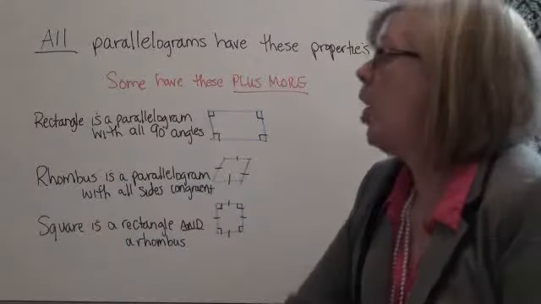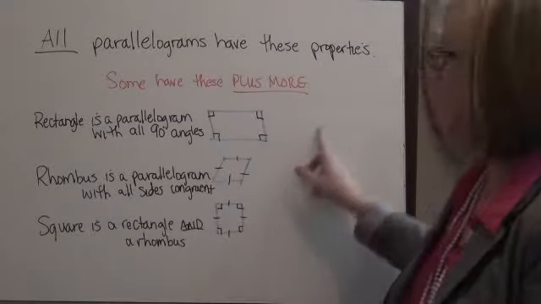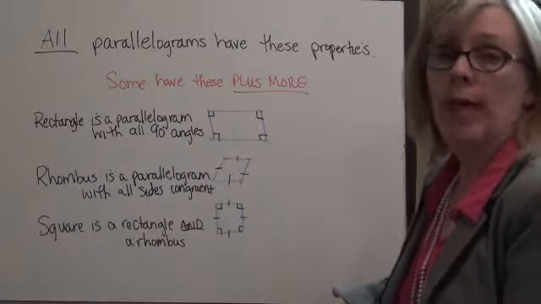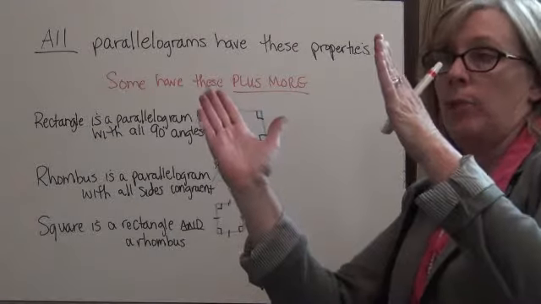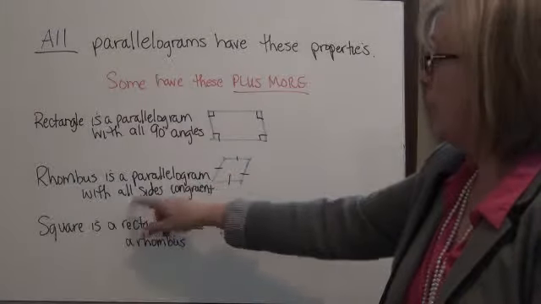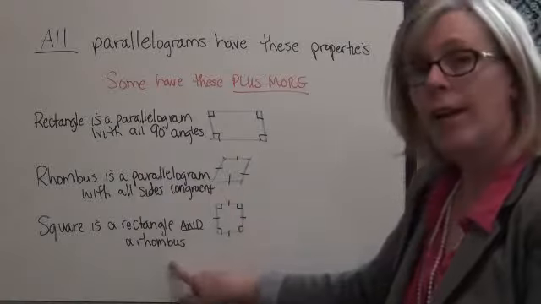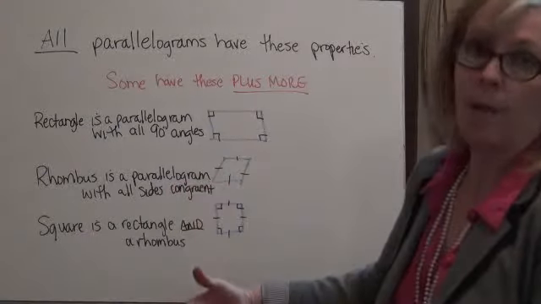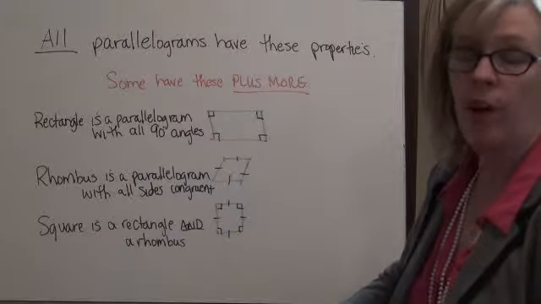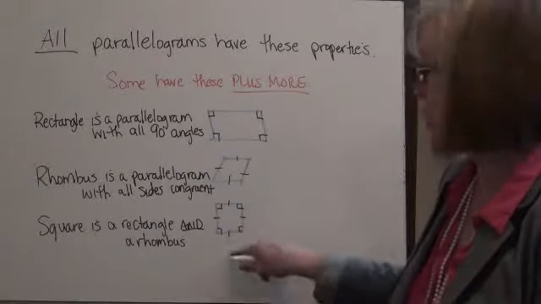Now, all parallelograms have those properties, but some parallelograms have even more properties. So for instance, a rectangle is a parallelogram with all 90-degree angles. So that slanty parallelogram gets pushed straight up, and now it becomes a rectangle. A rhombus is a parallelogram whose all four sides are congruent. And a square is both a rectangle and a rhombus. It's a rectangle in that all four of its angles are 90 degrees, and it's a rhombus because all four of its sides are congruent.